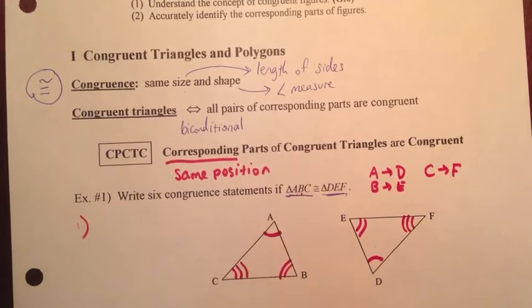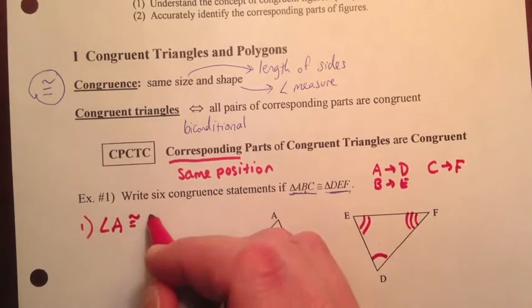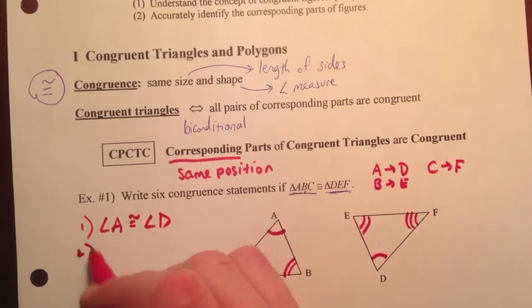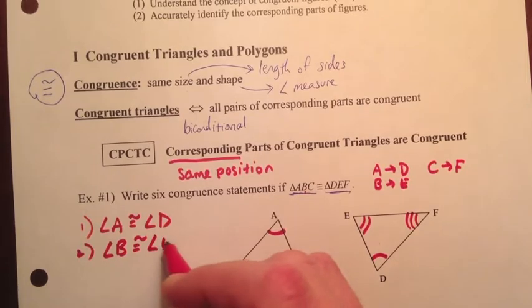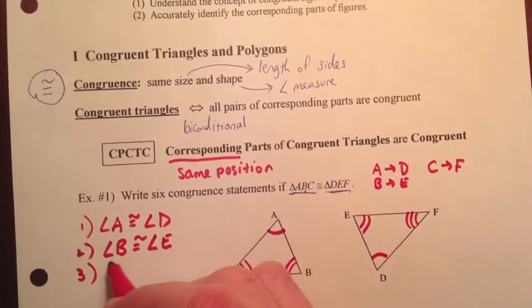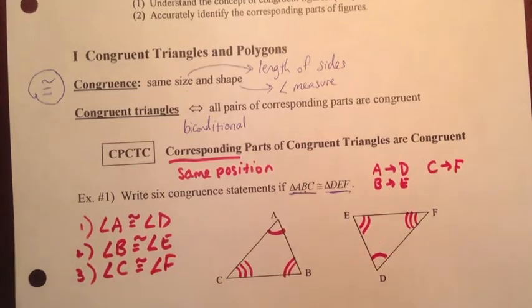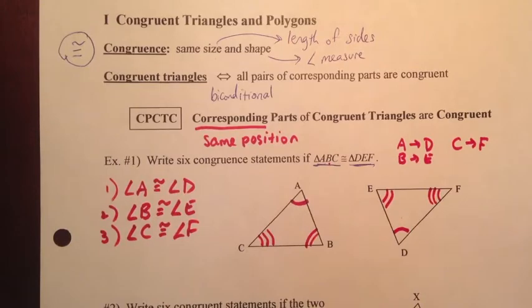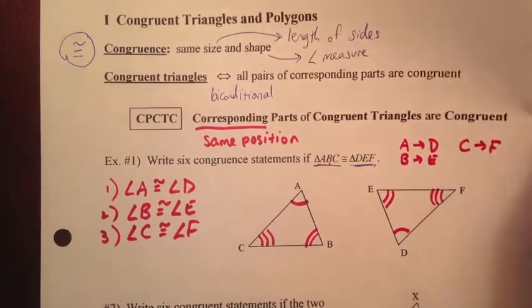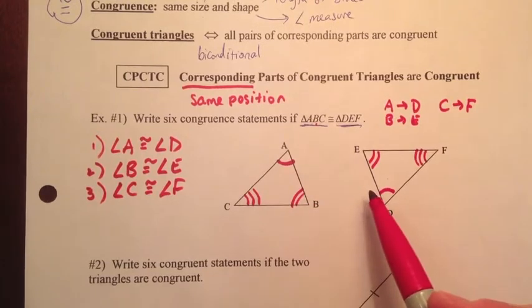Number 1, we can say angle A is congruent to angle D. Number 2, we can say that angle B is congruent to angle E. And number 3, we can say that angle C is congruent to angle F. Now that's 3 statements, and those are for the angles. Well, what else is congruent? We also have sides. When you look at a triangle, you have 3 angles, you have 3 sides.